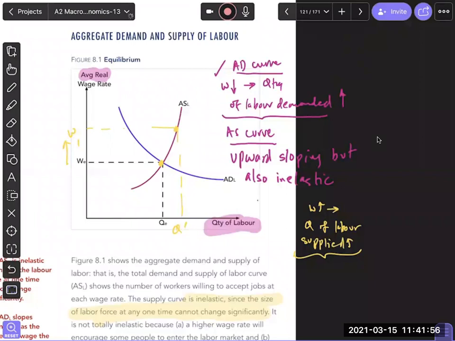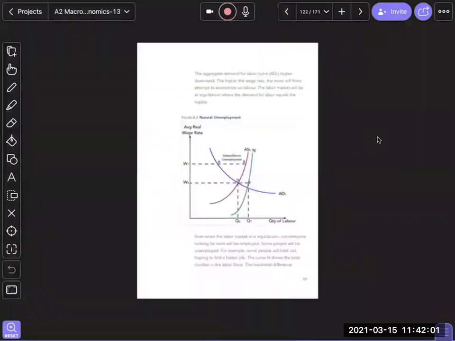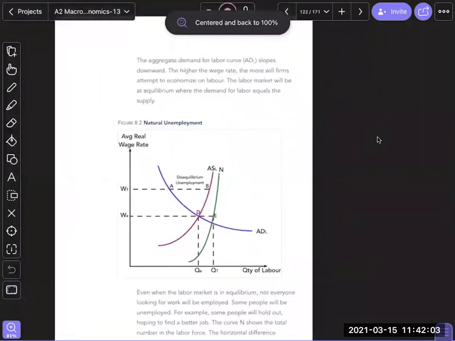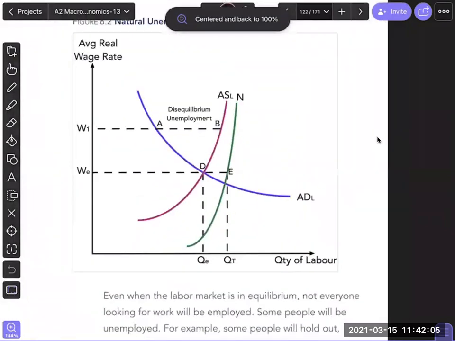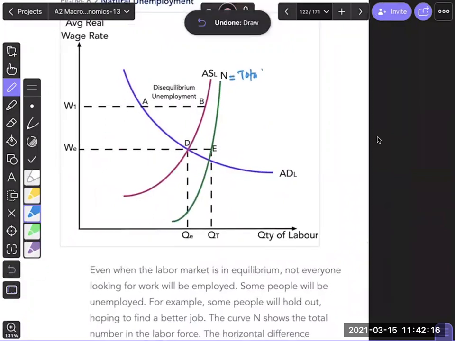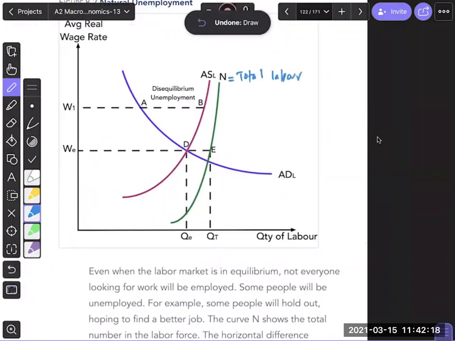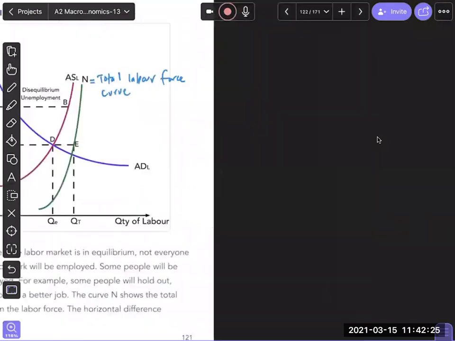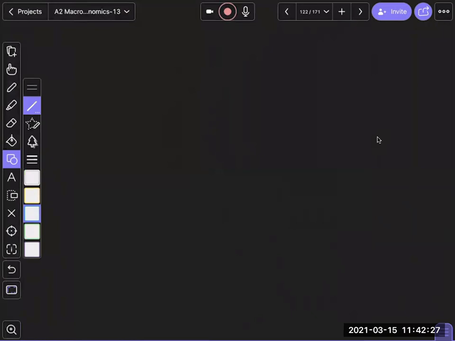Okay, the next point I want to talk about, and it's an important point, is a curve we didn't talk about, called the N curve. The N curve is a curve that we draw, and we say this is my total labor force curve. And I want to draw the diagram quickly, separately first, to show you what is happening here.